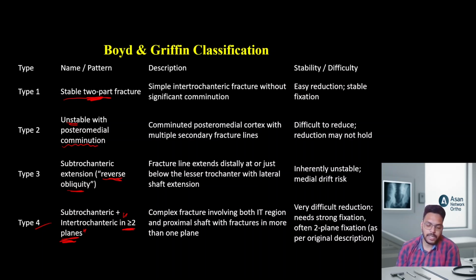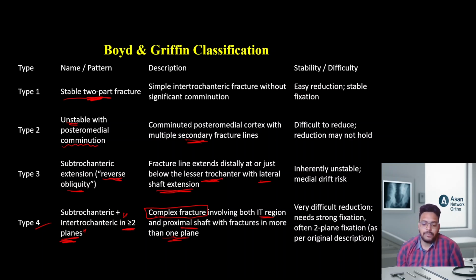The stable fracture is a simple intertrochanteric fracture without any comminution. Then type 2 is a comminuted fracture with multiple secondary fracture lines. Type 3 is a fracture line extending distally at or just below the lesser trochanter with lateral shaft extension. The fracture line is extending into the lateral shaft, that is reverse oblique fracture. Type 4 is a complex fracture involving both the intertrochanteric region and the proximal shaft in more than one plane. So it is more than one plane, that is a 2 plane fracture, it is type 4.